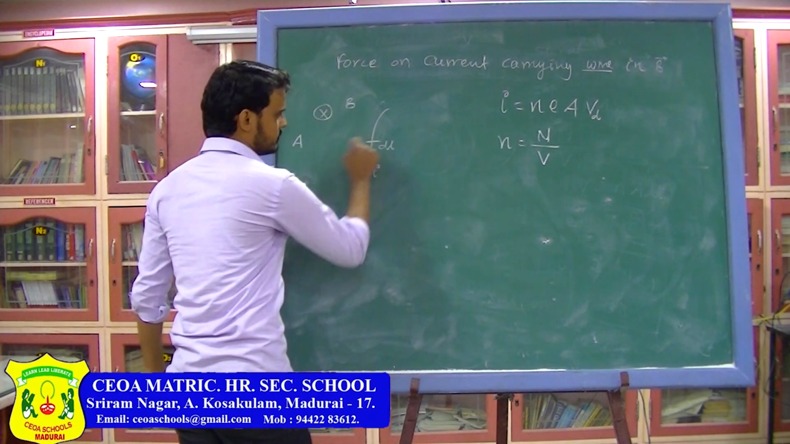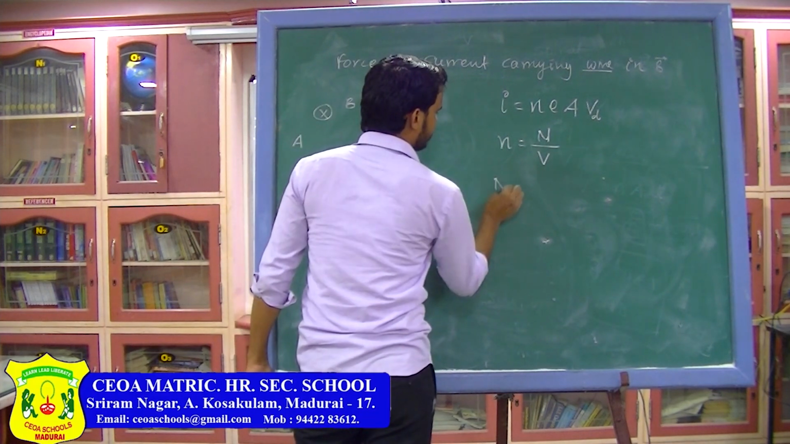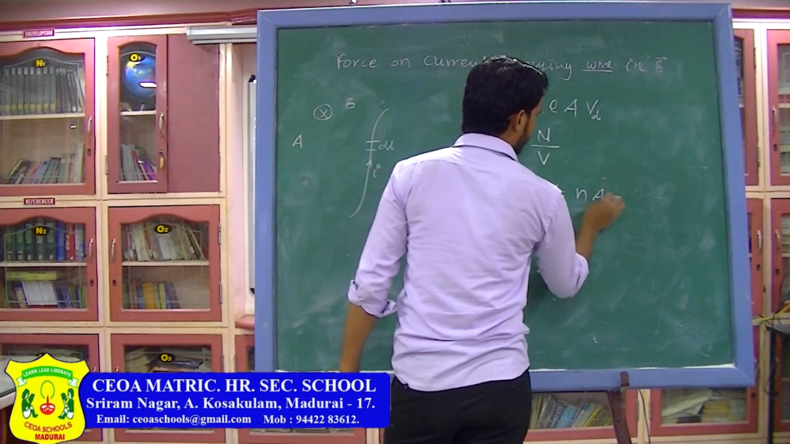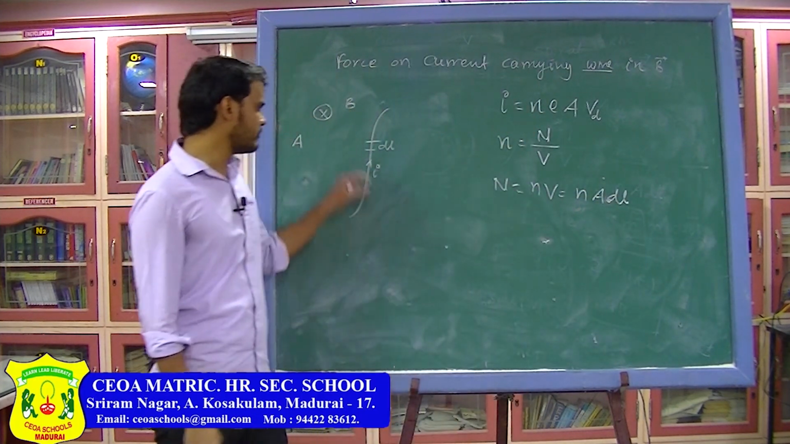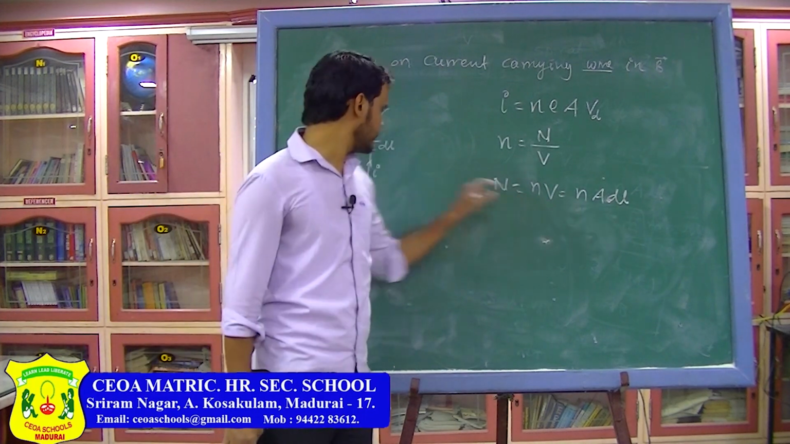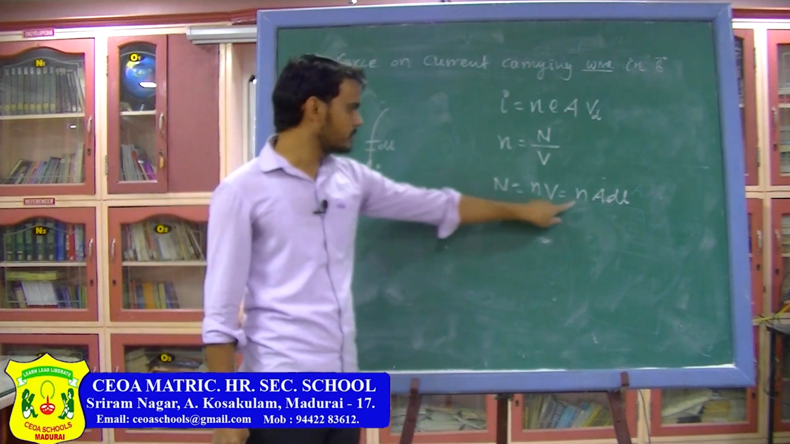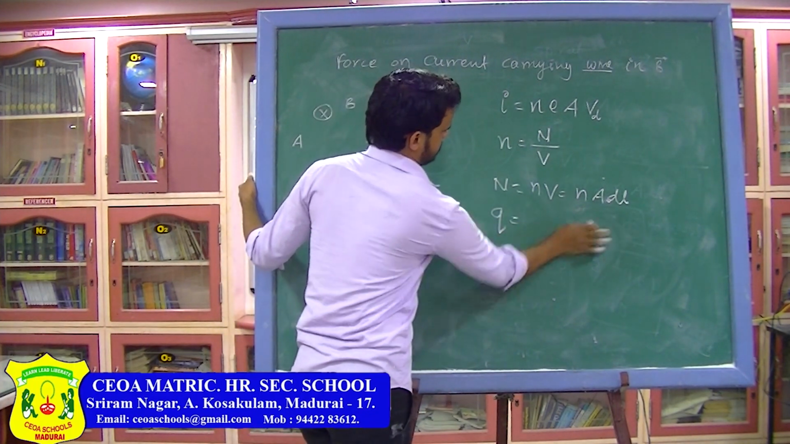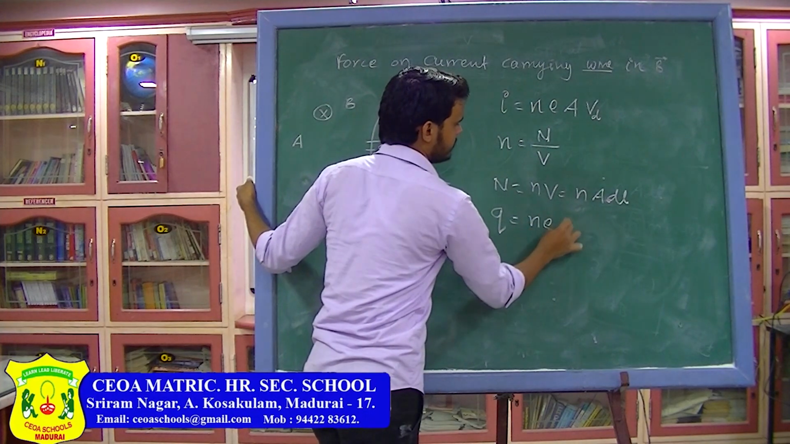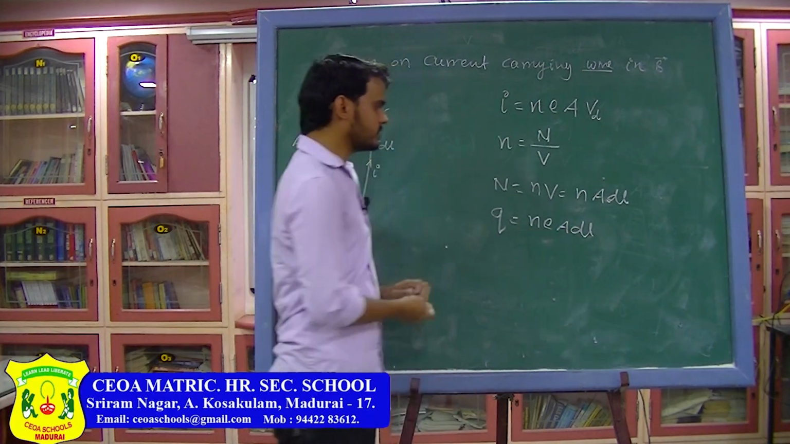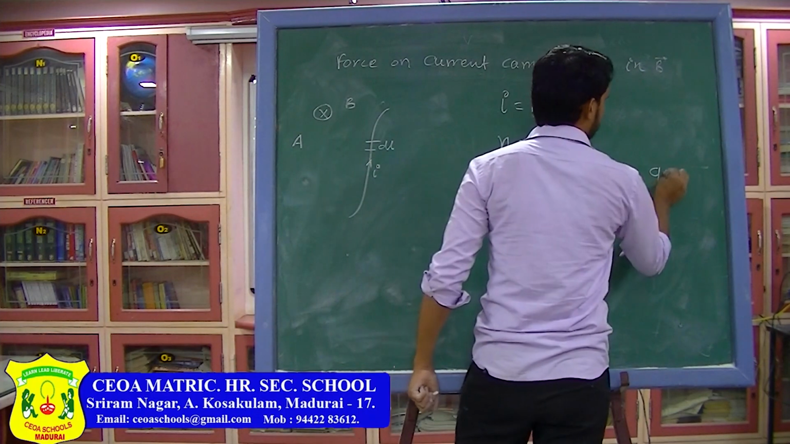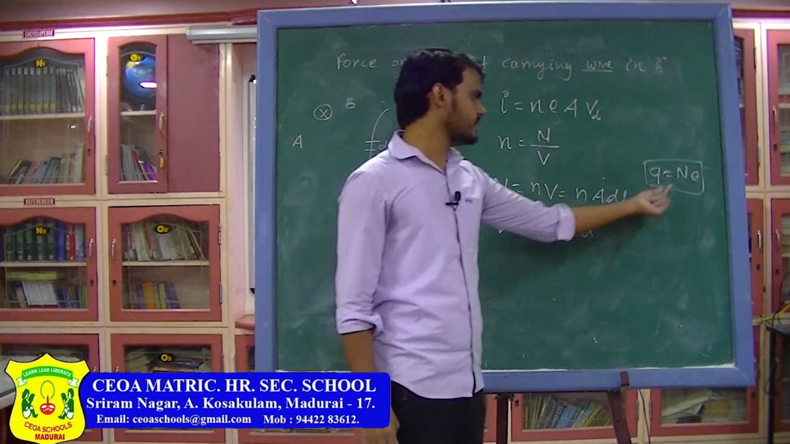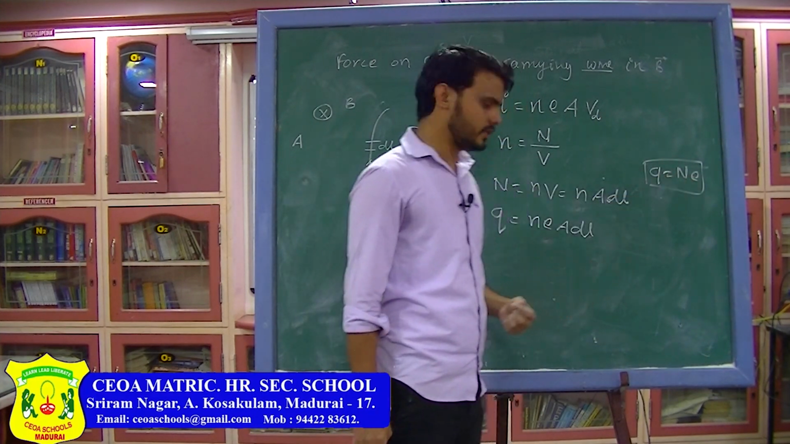Now in this small section I can write number of particles will be n into V, which can be written as n into A into dl. So these are the number of charged particles in this small section. Total charge in this section will be n e A dl, because total number of charge I can write N into e, because number of particles are N and charge on each and every particle is e. So the total charge is N into e.